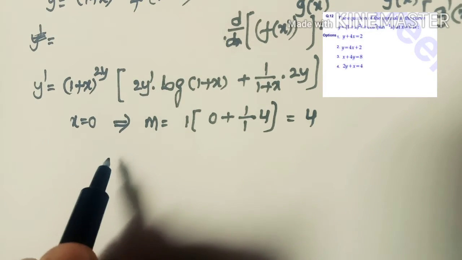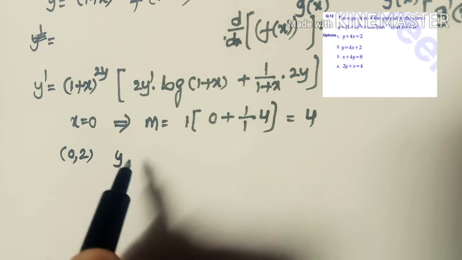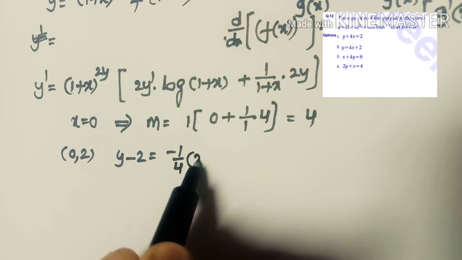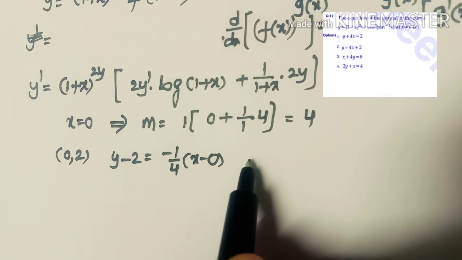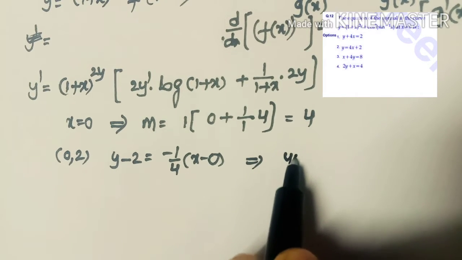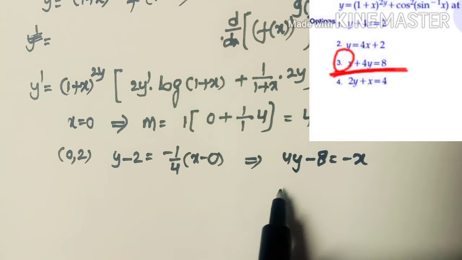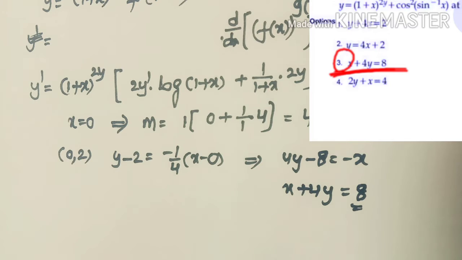Therefore the equation of the normal is y − 2 = −1/4 into (x − 0), the point being (0, 2). The formula is y − y1 = −1/m into (x − x1). That gives 4y − 8 = −x, so x + 4y = 8. That is the third option.